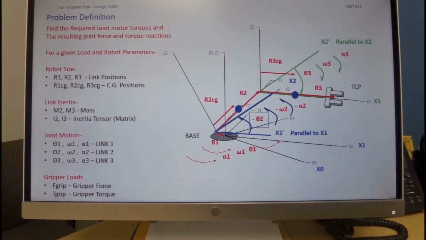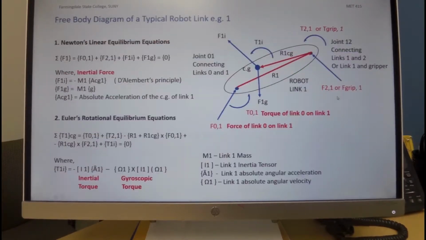In general, what we're looking for is that the robot is doing some work, and it has some forces and loads on the gripper, and we'd like to know the required motor torques in each one of these joints and the reactions on a bearing in order to do some sizing. So: find the required joint motor torques and resulting joint forces and torque reactions for a given load and robot parameters. The robot parameters, as we saw, are size, inertia, and motion, and the loads are the gripper force and the gripper torque as a result of the work that the robot is doing.